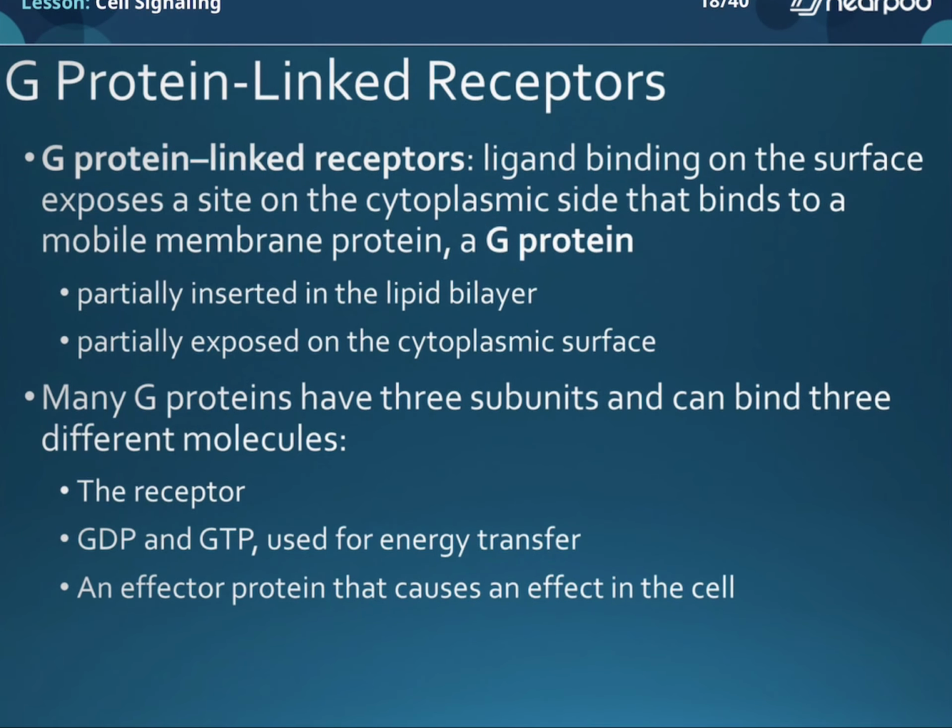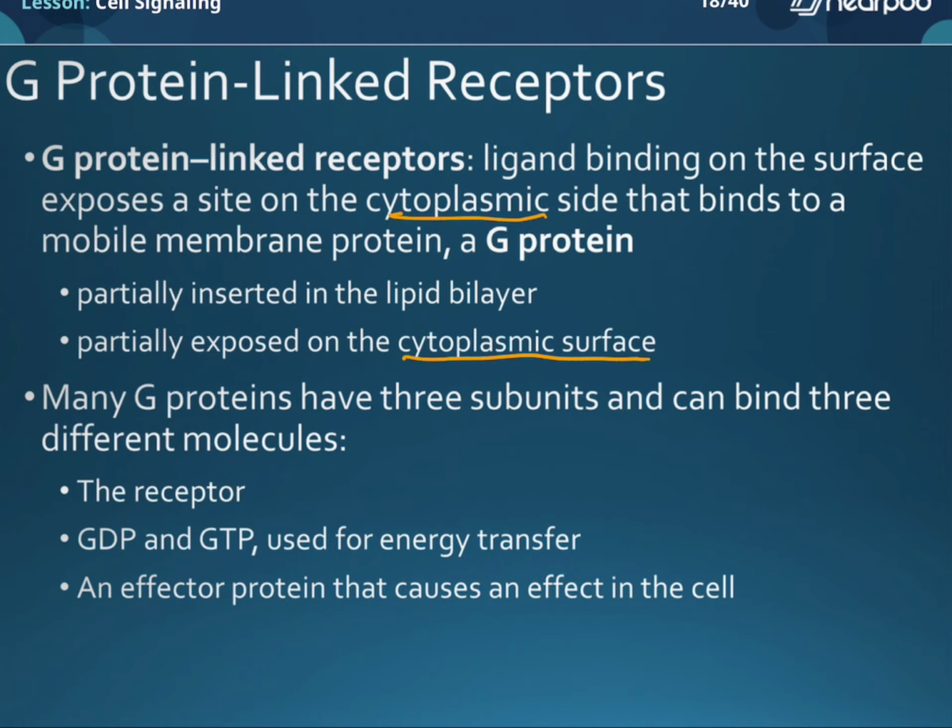And G protein linked receptors, a ligand will bind on the surface, which is going to expose a site on the cytoplasmic side that binds to a mobile membrane protein, which is a G protein. So the G protein receptor is partially inserted into the lipid bilayer, and it'll have a partially exposed side on the cytoplasmic surface, so on the inside of the cell.